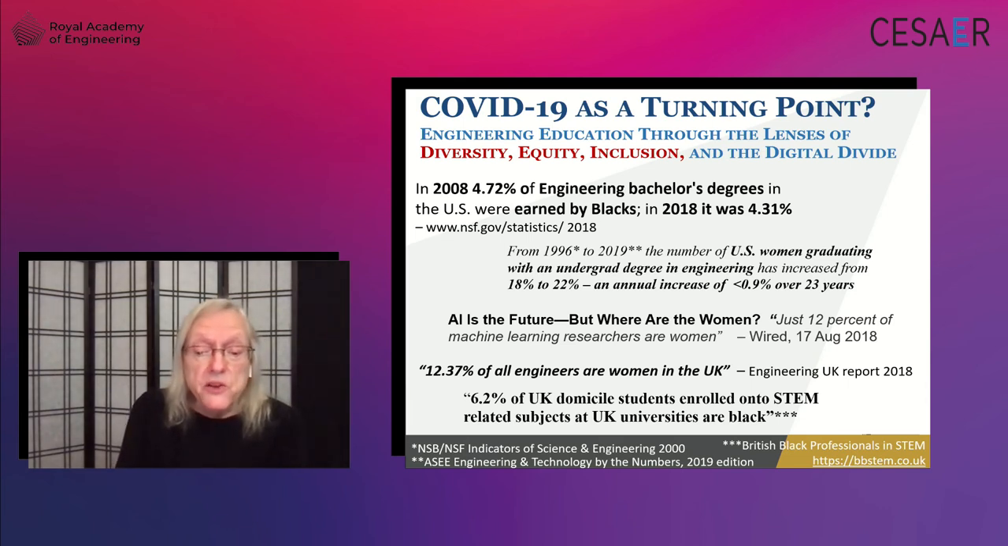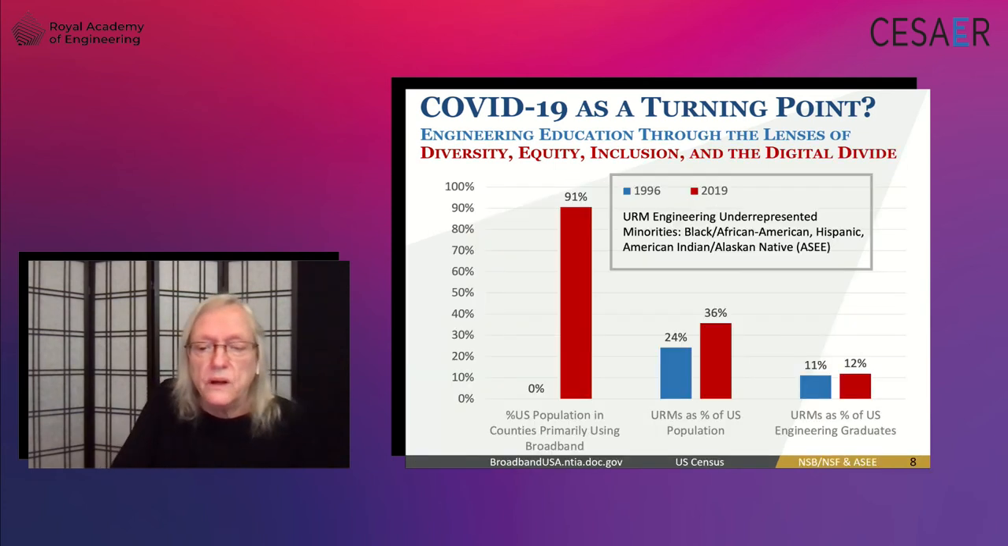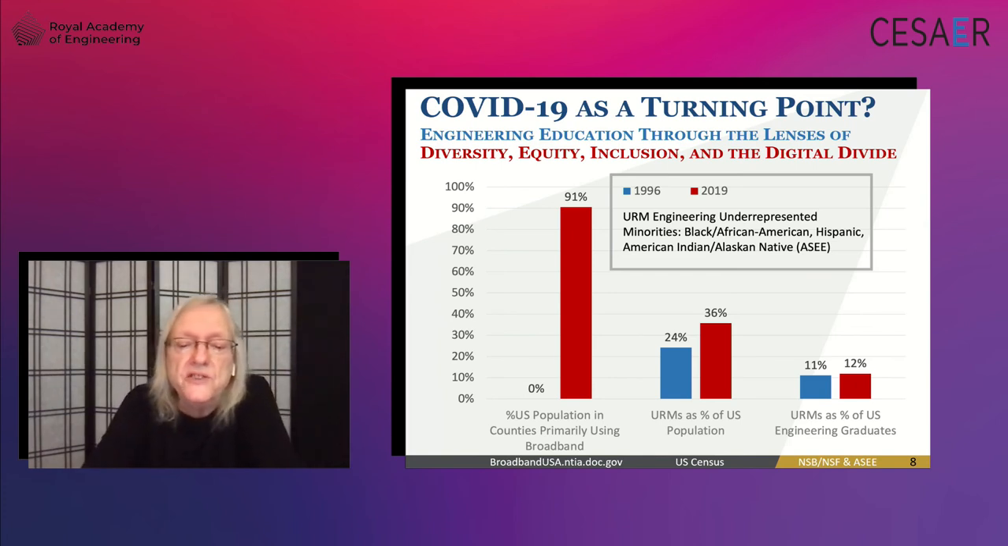12.3% of all engineers are women in the UK. And the list of countries in which women continue to be significantly underrepresented is long, including Italy, France, Germany, Ireland, Switzerland, Canada, Israel, Japan, Korea, and more. And just over 6% of UK domicile students enrolled into STEM-related subjects at UK universities are Black. So I would suggest that to think about the changes technology will bring to learning and teaching, we also need to think about progress or not in diversity, equity, and inclusion.